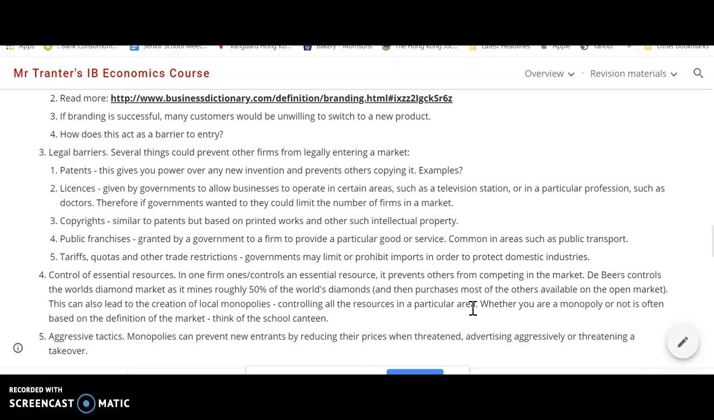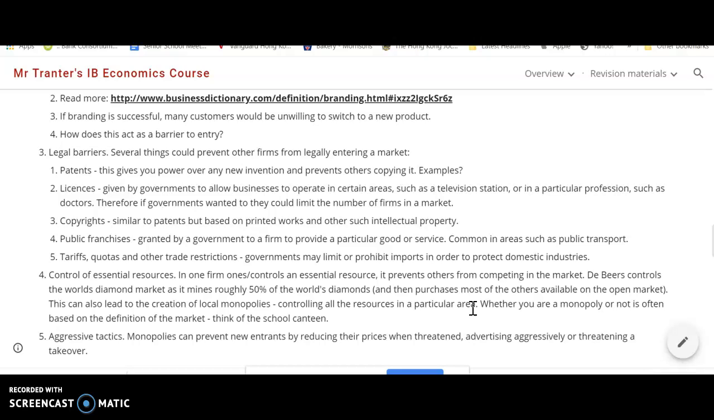Public franchises: the government again might give permission to a firm to operate a particular service. That's quite common in things like public transport. And tariffs, quotas, and other trade restrictions. Governments could use those to protect domestic industries and therefore prevent foreign competition from entering the market.